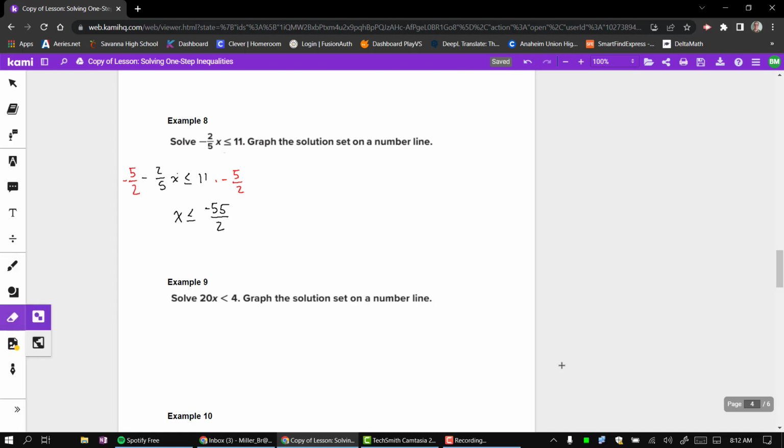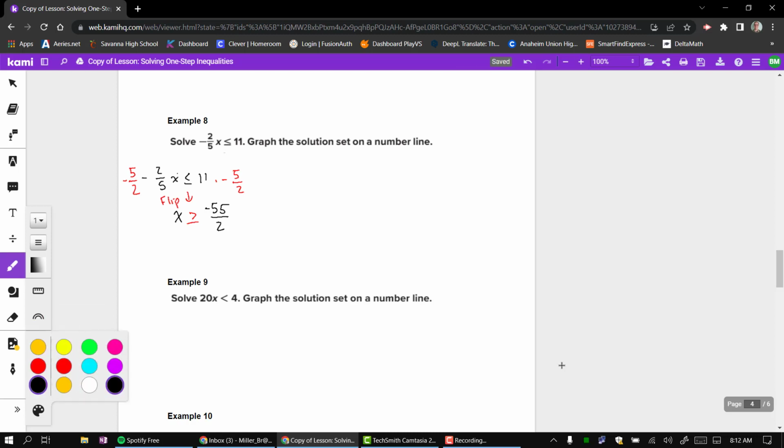But there's something we need to do, and we need to flip this. Why do we need to flip this? The reason we need to flip this is because we multiplied by a negative. So in set notation, all values of x such that x is greater than or equal to negative 55 over 2, which is also negative 27.5.